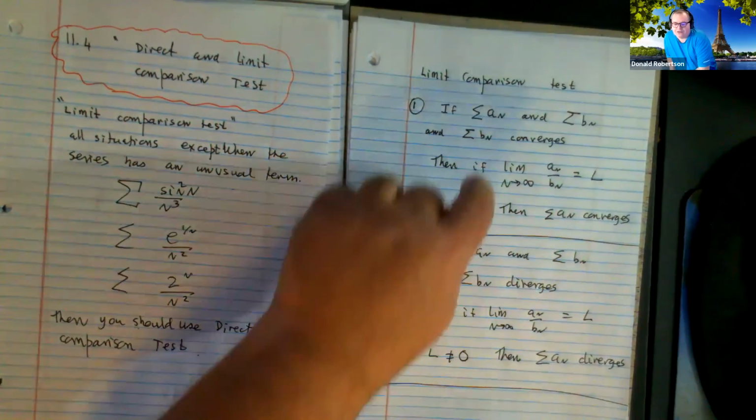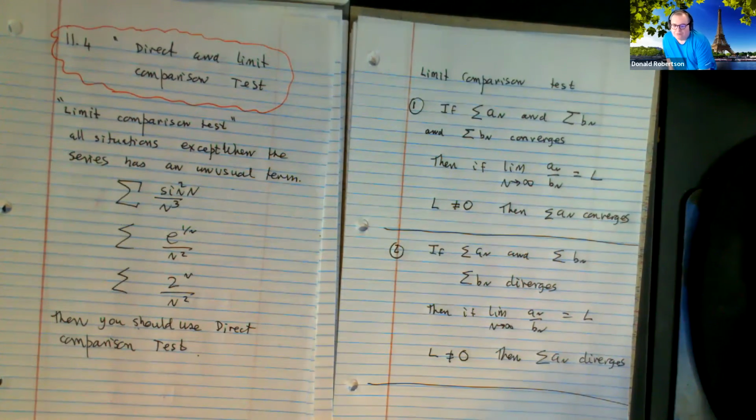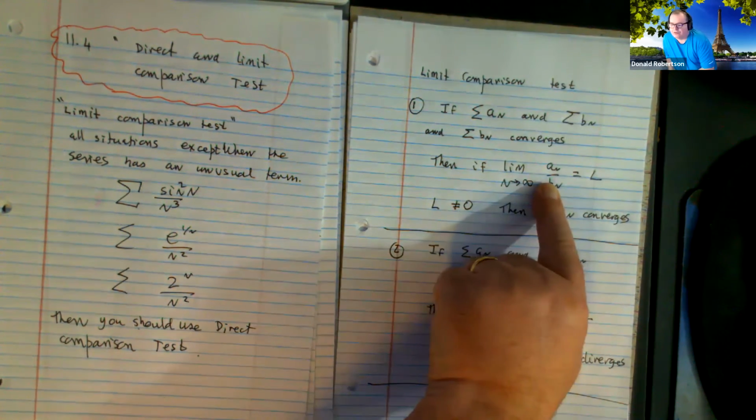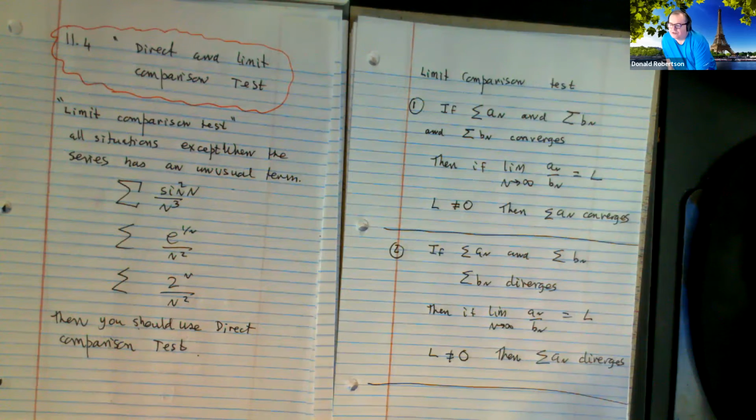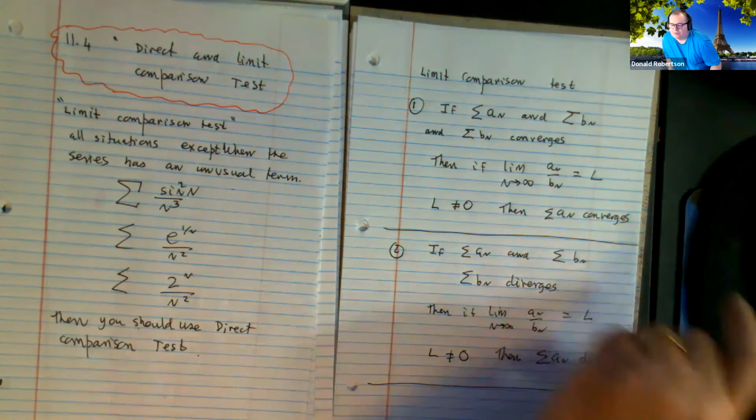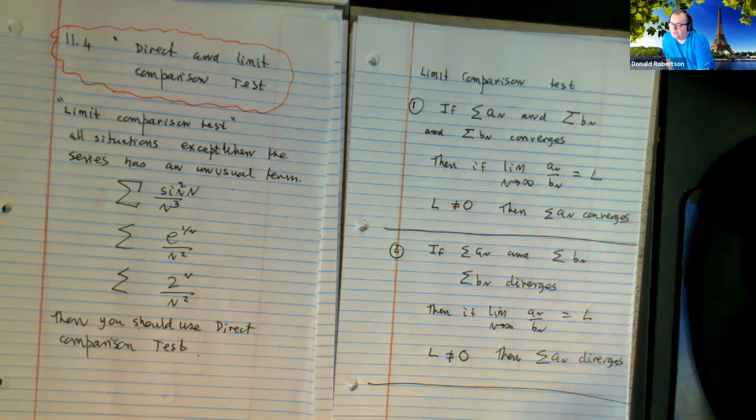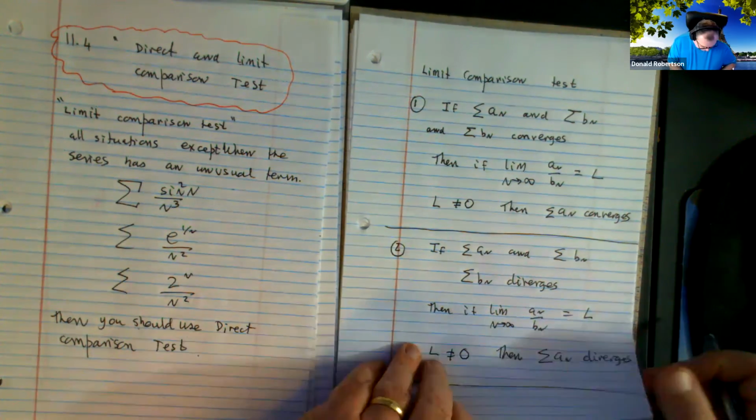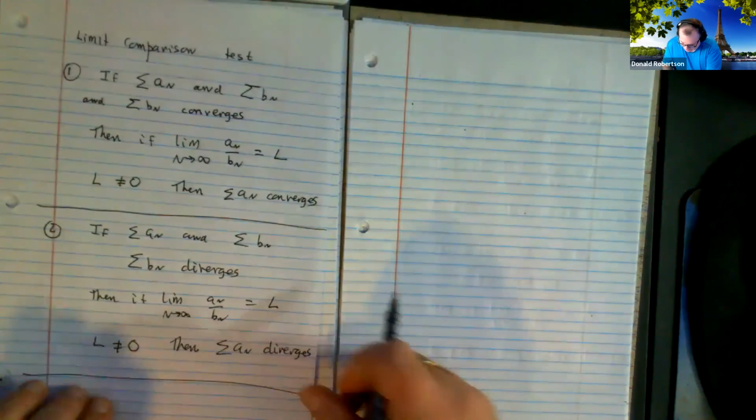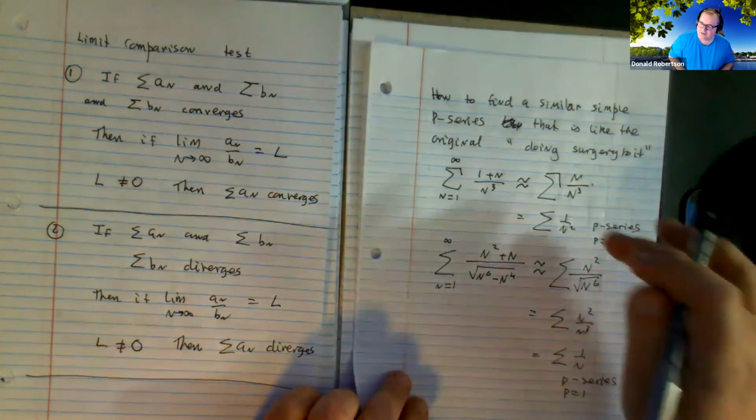And this test is very often described in a very simple way. Won't sigma an and bn behave the same, provided the limit of the ratio is a number? So that's how I would say it in English. Sigma an and sigma bn behave the same, provided that the limit of the ratio is a number. So we already have some guys that we've done before. Remember these guys?